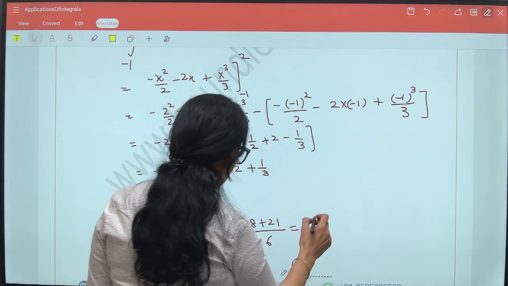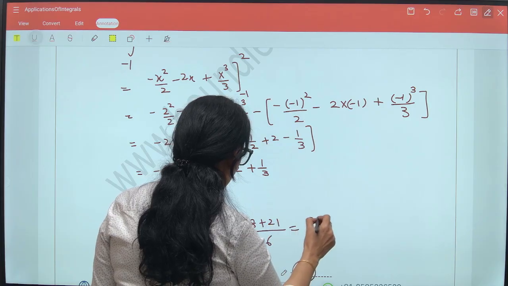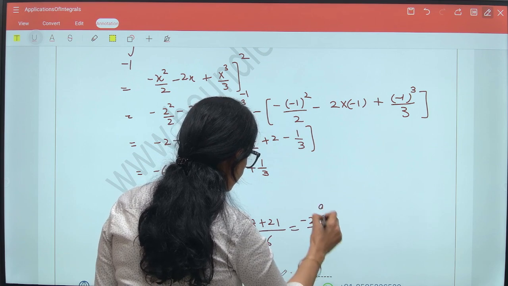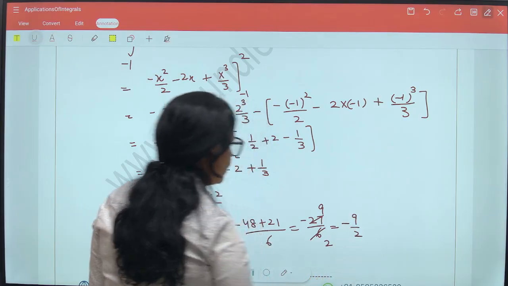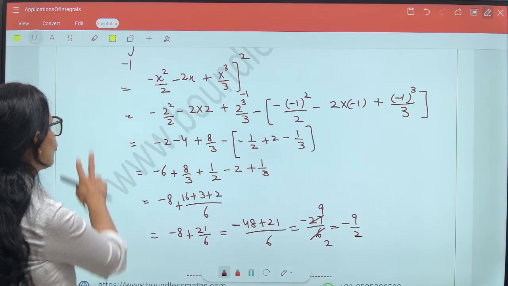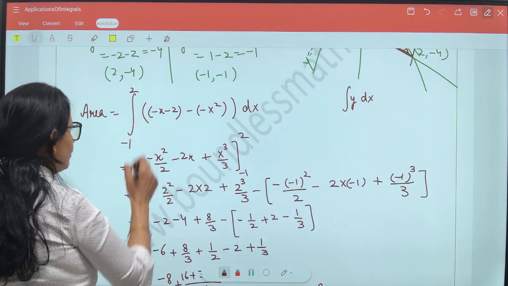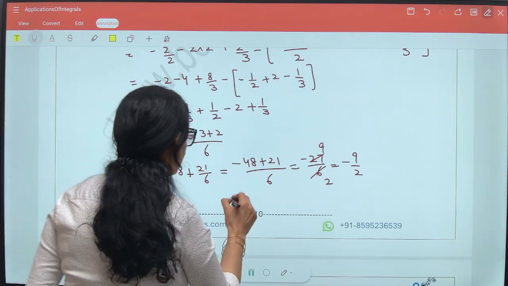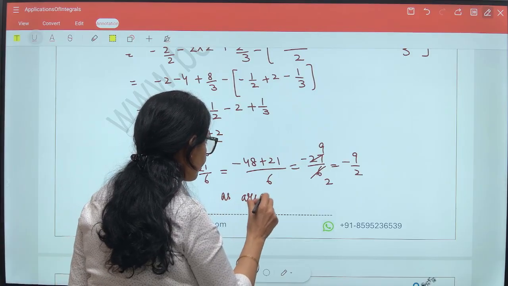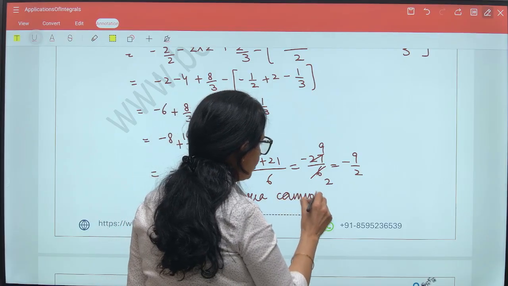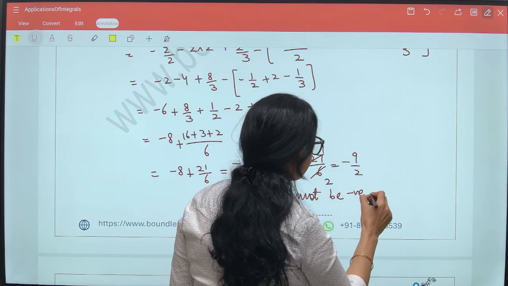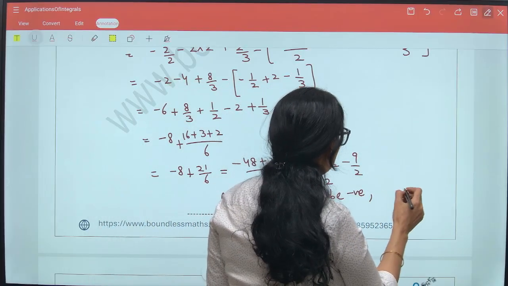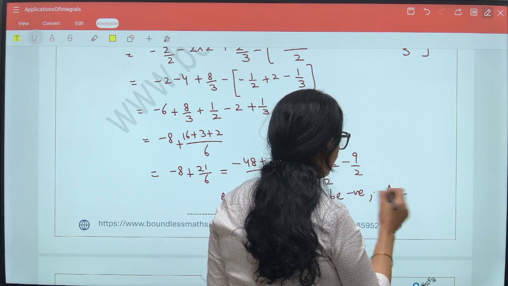6 8s is 48, minus 48 plus 21 upon 6. So this becomes minus 27 by 6, and when you reduce it to lowest form, 3 9s are 27, so it is minus 9 by 2. Now this is negative. So that means throughout you should use the absolute value symbol. When you are doing this entire process, you should use the absolute value symbol. Or here you can write as area cannot be negative. Why is this negative? Because it is on the downside of the x-axis. So the required area is, therefore, area is 9 by 2.